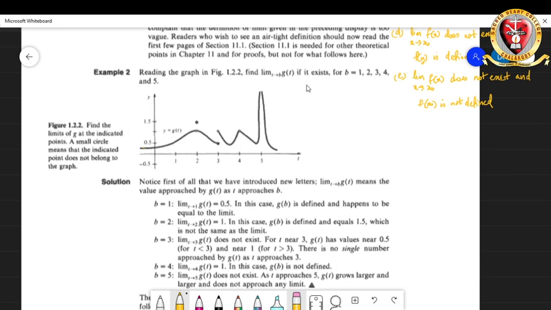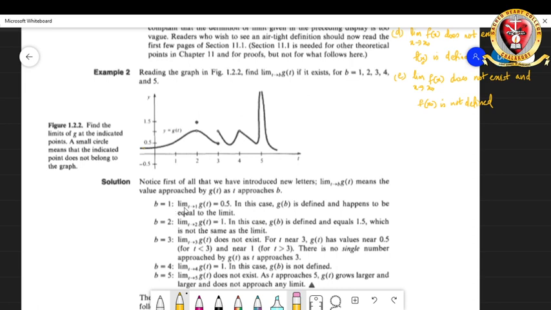What the question gives is that we have to find limit t tends to b of g of t. So the function given is g of t, and b is given. That means b given is 1, 2, 3, 4, and 5. We have to find limit t tends to 1 g of t, limit t tends to 2 g of t, limit t tends to 3 g of t, limit t tends to 4 g of t, and limit t tends to 5 g of t, which we are going to do.